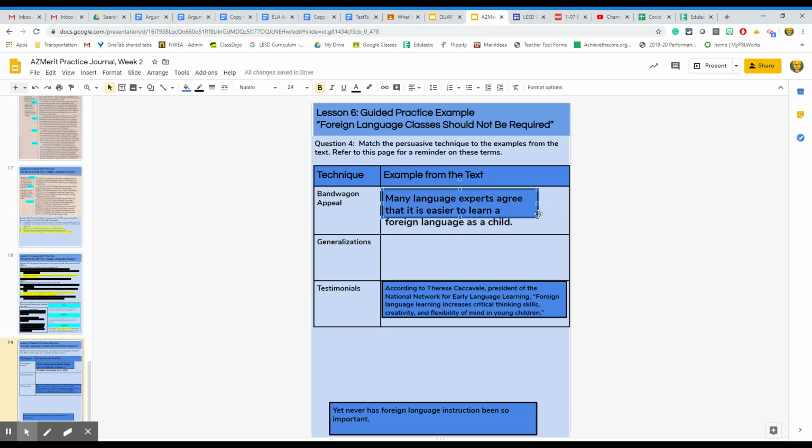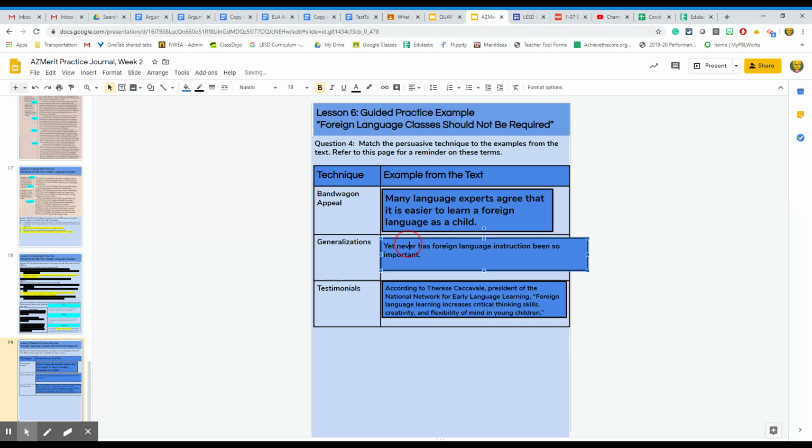And then the last one is a generalization, and the generalization one is the last one down here. Yet never has foreign language instruction been so important. That's a generalization, especially when you ever see the word never. That's a generalization because it's a little extreme, it's a little exaggerated. Same thing with the word always. Just like those words, everybody, nobody, those are all generalizations because it's really hard to say this as a fact. It's a generalization.